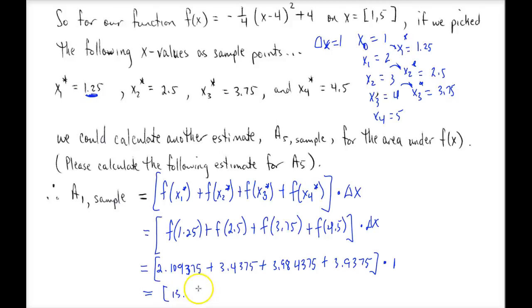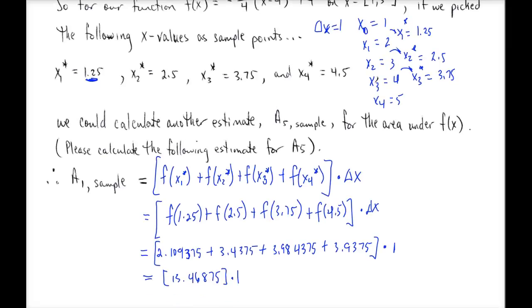13.46875, of course, times 1, and that will just end up being just 13.46875. So we'll make a little room and write that. And that, of course, will be in square units.